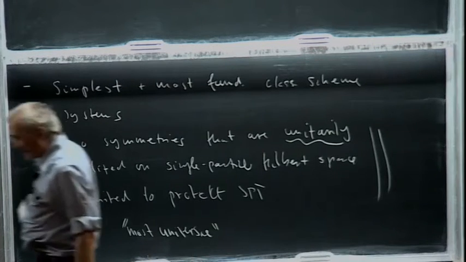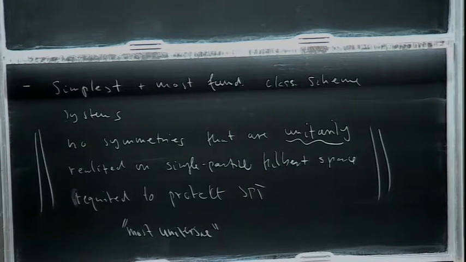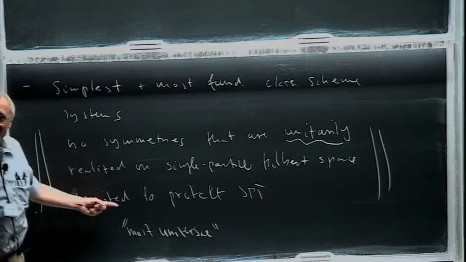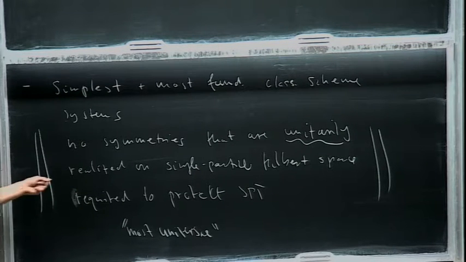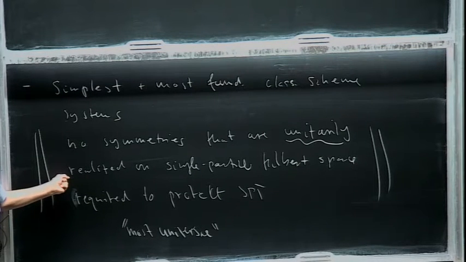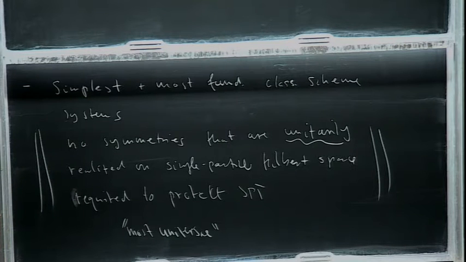Okay, so that will come out, and it's not obvious. Before you think about it more deeply, you may think that just as there's a vast reservoir of unitarily realized symmetries, there's a vast reservoir of non-unitarily realized symmetries. But that's not true. There are actually only a few, and that's the reason why this is a very successful way of thinking. So I'll come to that later.